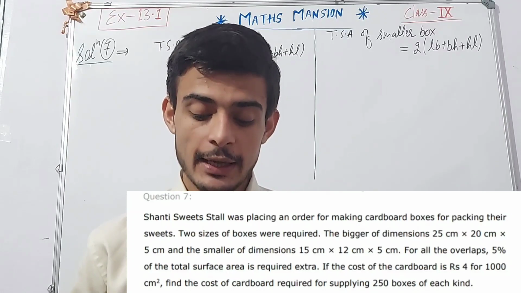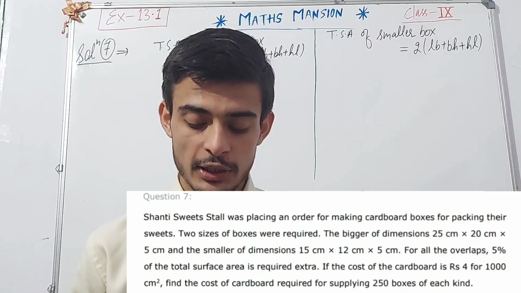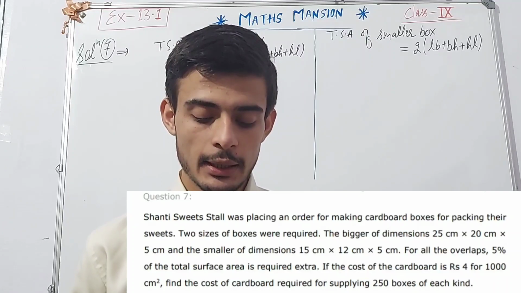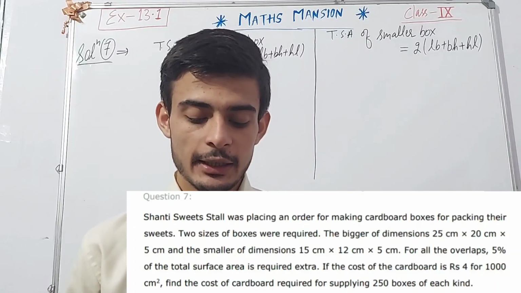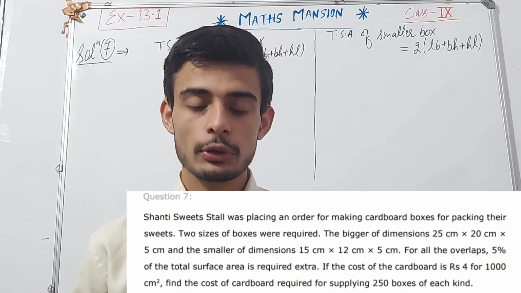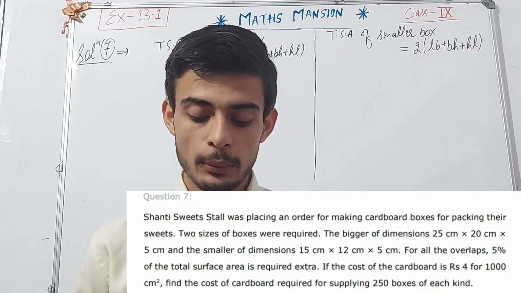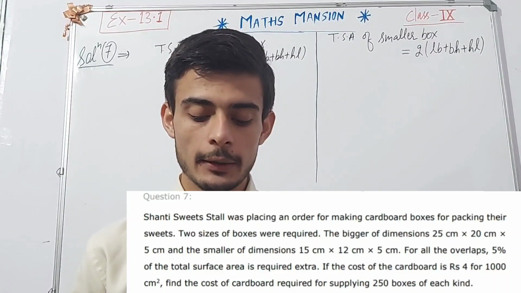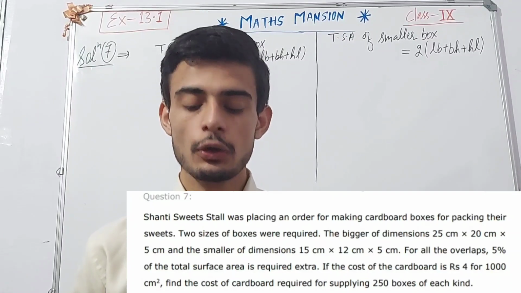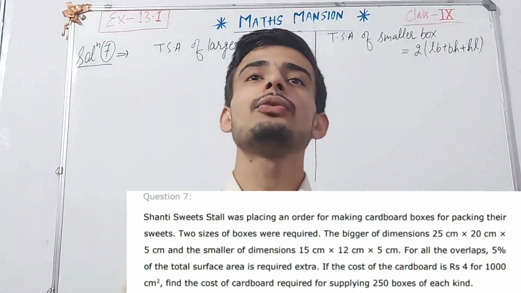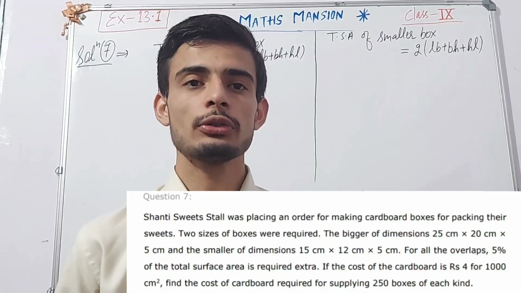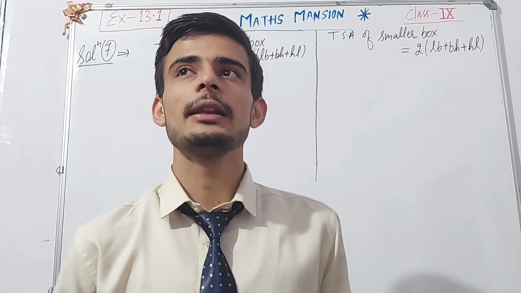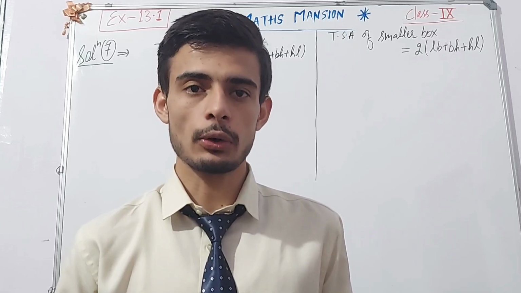We are given the length, breadth and height of the bigger box as 25, 20 and 5 centimeter, and of the smaller box as 15, 12 and 5 centimeter. They are saying that 5% extra is also required for the overlap. If the cost of cardboard is 4 rupees for 1000 centimeter square, find the cost of cardboard required for supplying 250 boxes of each kind. Means we have to supply 250 bigger boxes, 250 smaller boxes, and 5% extra is also required for the overlapping. They are asking what is the total cost of such boxes required.